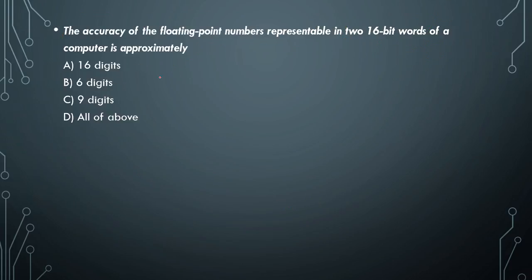And this is the question: the accuracy of a floating point number representable in two 16-bit words of a computer is approximately, just say 16. You can do it as 16. It's 8 times, it's 9 times, but you can take it, it's 16 only.